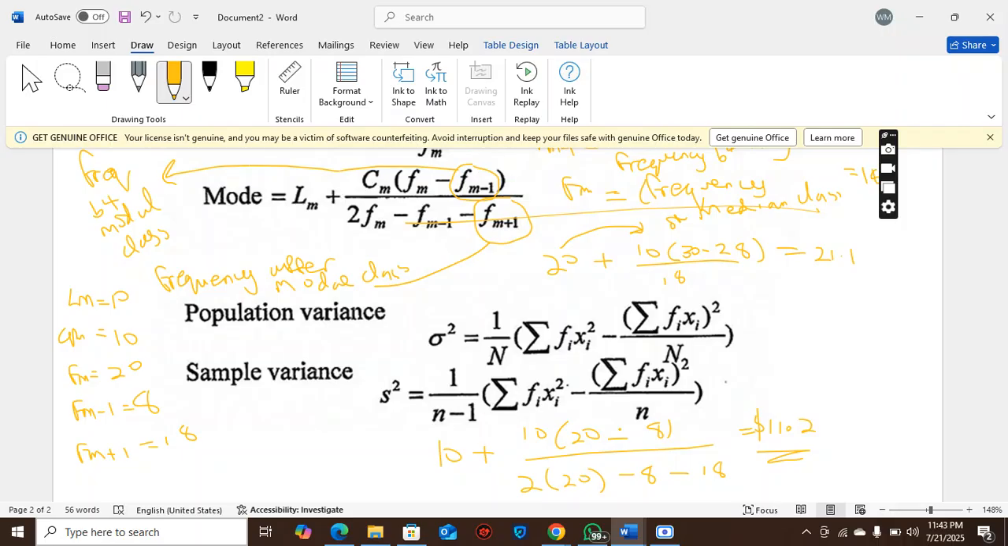Okay. 20 minus 8, 2. 2 times 10, 20, right? Finding 70.